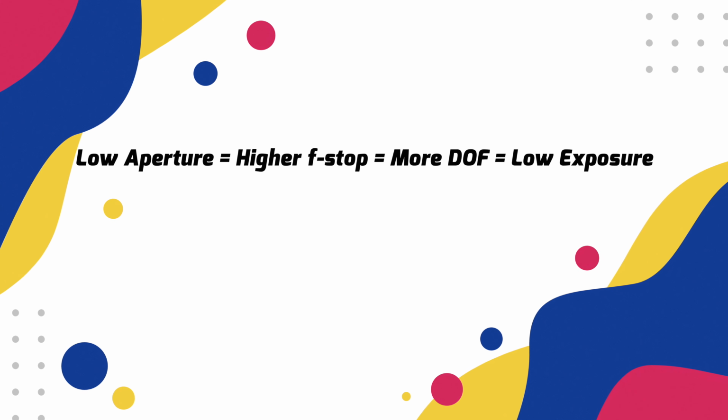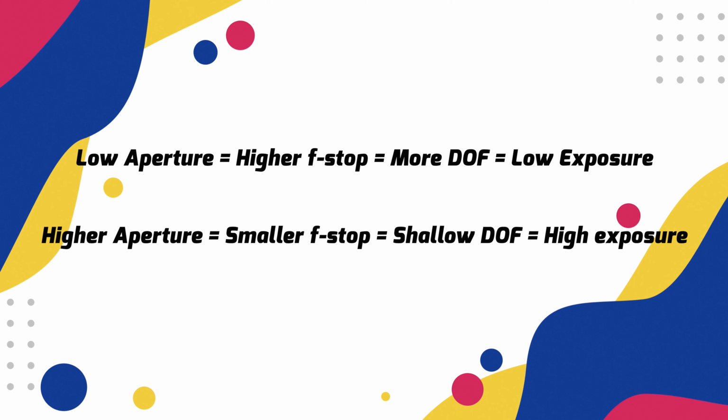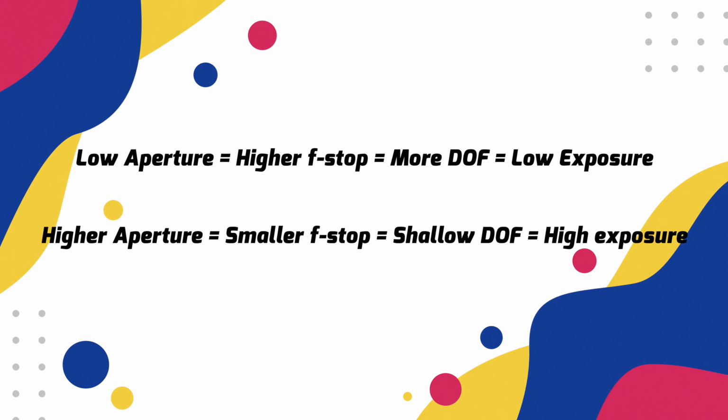Just remember this equation. Low aperture equals higher f-stop equals more depth of field equals low exposure. Similarly, higher aperture equals smaller f-stop equals shallow depth of field equals high exposure.